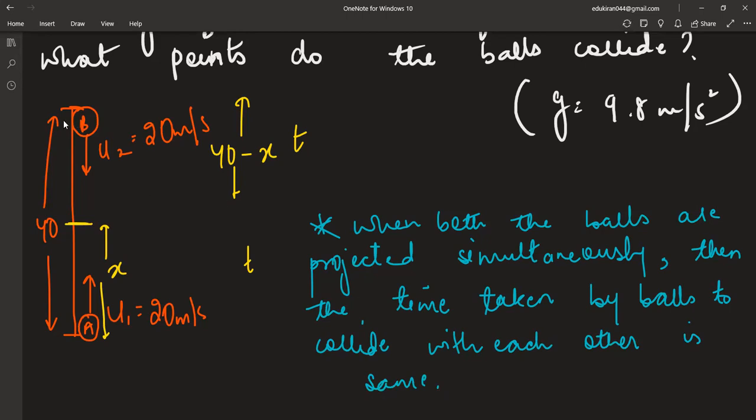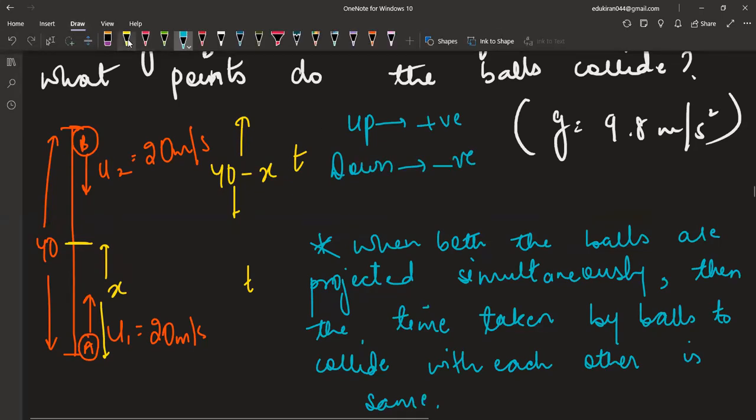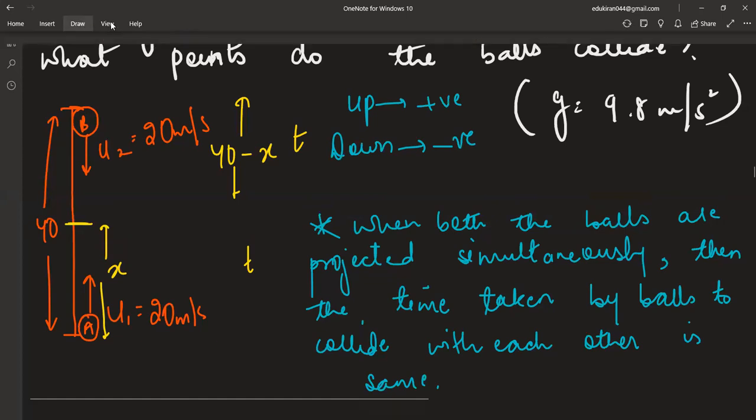If this is moving at a faster rate, it will take less time. So both the speeds are the same, the time is also the same. Just the distance covered is different. Let us again assume a sign convention. Let's take upwards as positive and downwards as negative. You can take any sign convention according to the question, whichever you prefer.